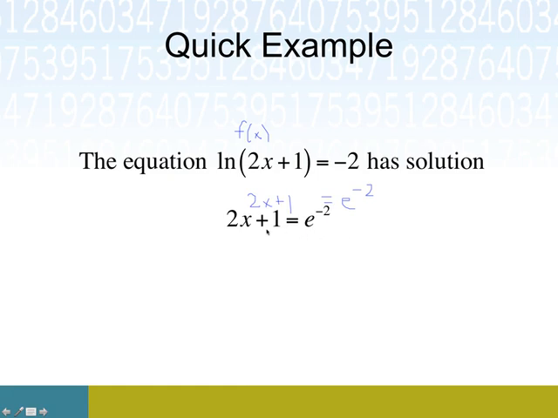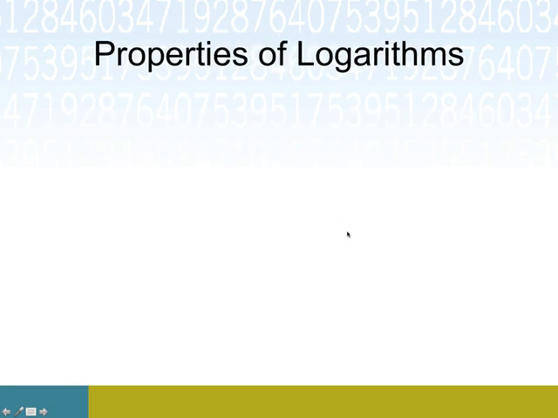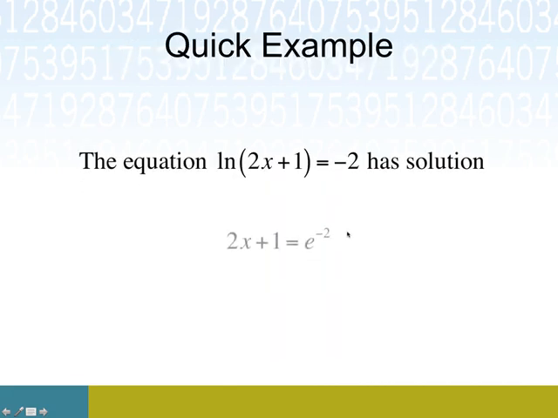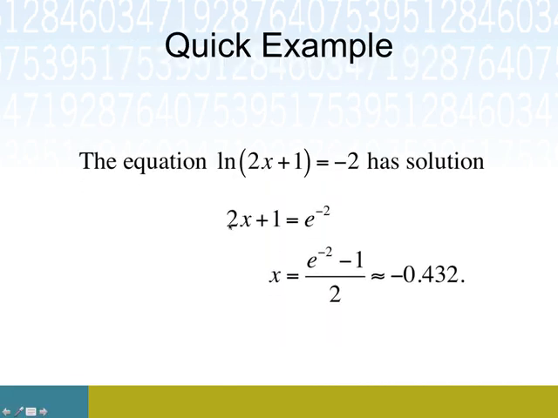But once we do that, we're down to good old familiar algebraic strategies. We can take away 1 from both sides, and divide everybody by 2. So we have e to the -2, take away 1, and then divide by 2. This is as precise an answer as we can get if we want to be exact. Out to 3 decimal places, it looks like something around -0.432.